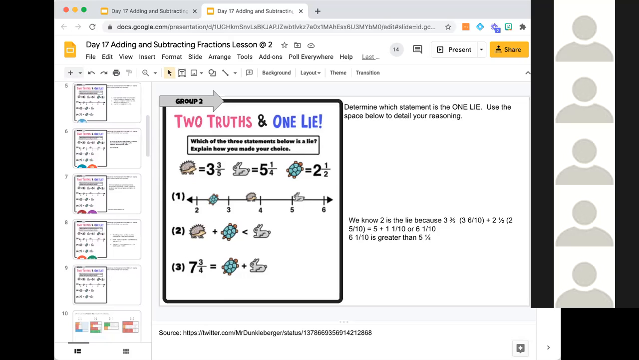I want to draw your attention to the note section. Each one of your slides in the note section has the source. And I just sometimes find the weirdest things when I'm scouring Twitter because I follow all the math nerds.